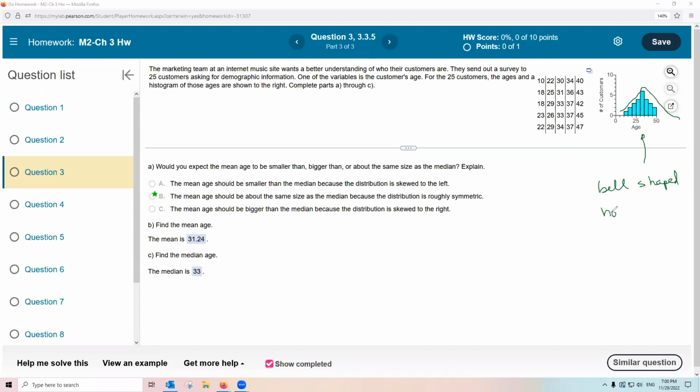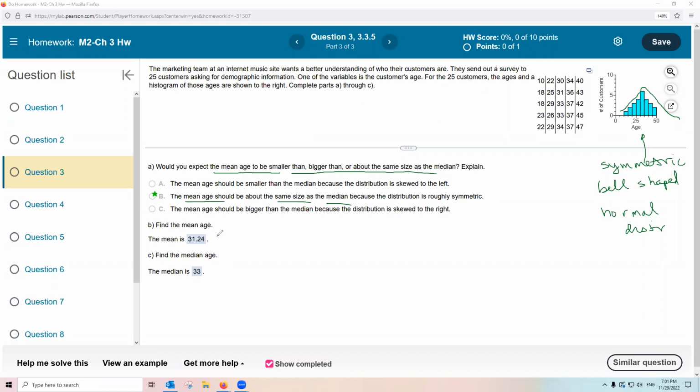Later on, we're going to discuss this as normal distribution. Okay, and we also call it symmetric. So these are all ways to describe that graph. All right, let's go to the first one. It says, would you expect the mean to be smaller, bigger, about the same as the median? Well, it turns out that when you have a graph that's symmetric, the mean and the median are about the same. So the mean and the median are approximately the same.